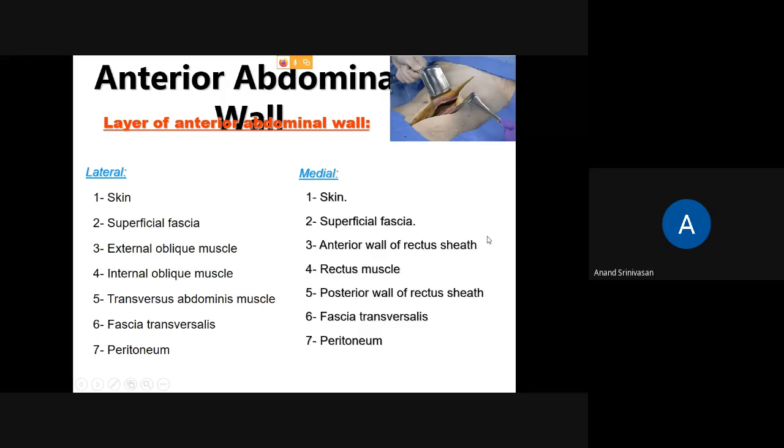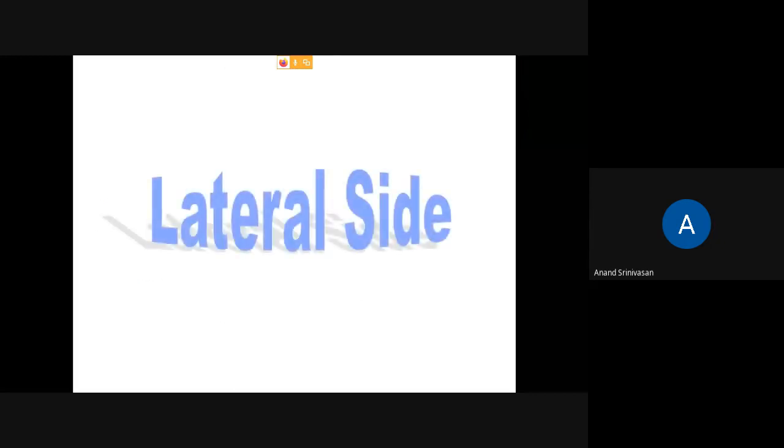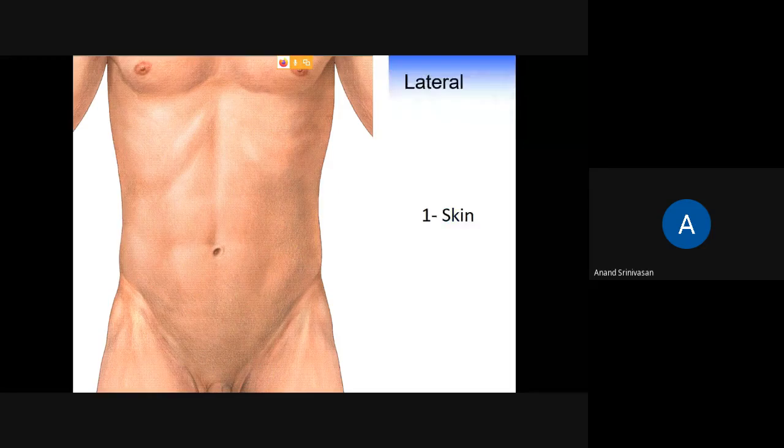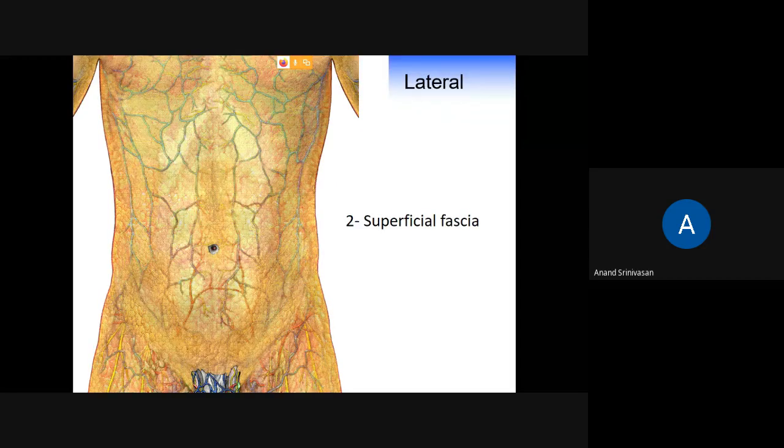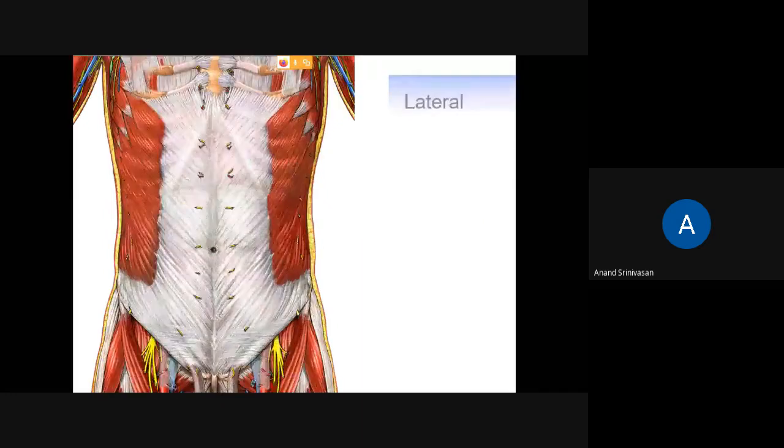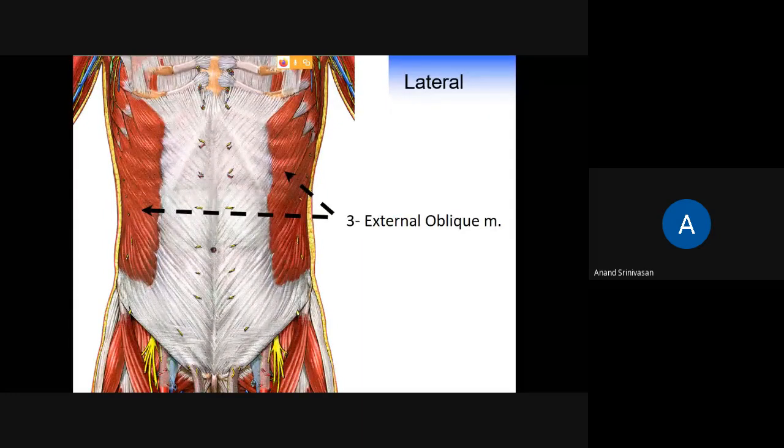Now let us see why it is different on the medial side and why it is different on the lateral side. First, let's look at the lateral side. In the lateral side, the first is the skin. The next one would be the superficial fascia, which is made up of fat, and superficial veins, arteries and nerves. Then you come across the third layer, which is the external oblique muscle.